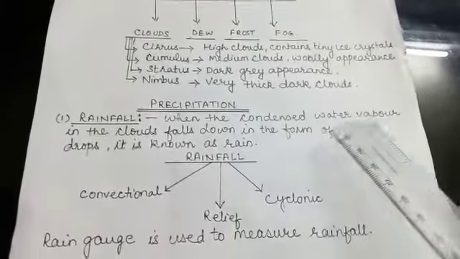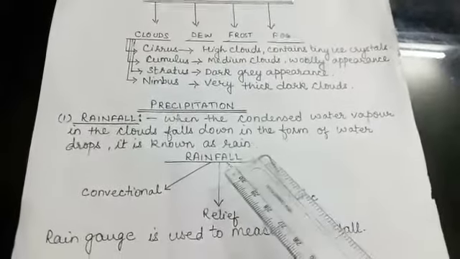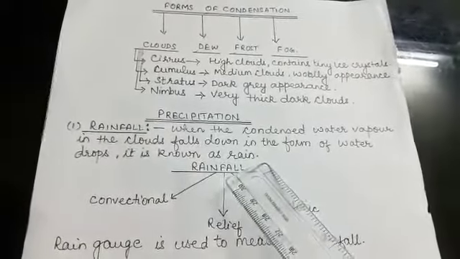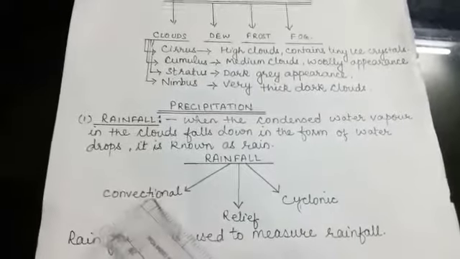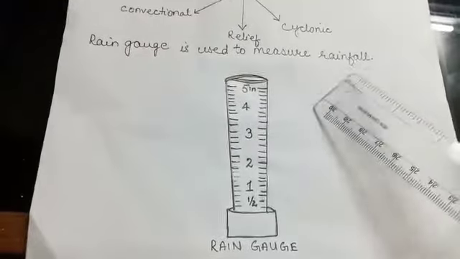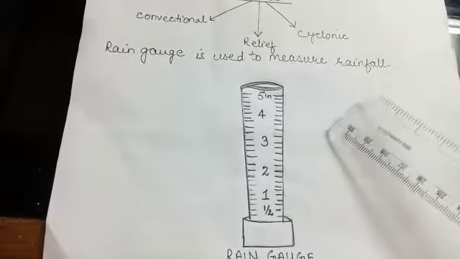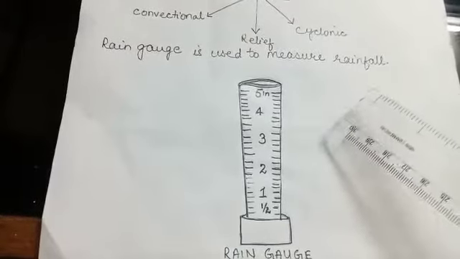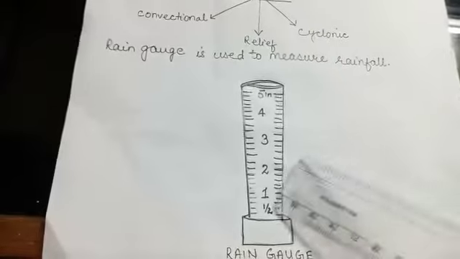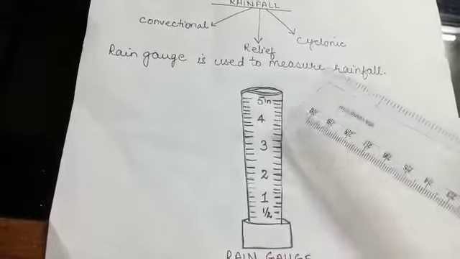When the condensed water vapor in the clouds falls down in the form of water drops, it is known as rain. Rain is of three types: convectional rainfall, relief rainfall and cyclonic rainfall. The instrument used to measure rainfall is known as the rain gauge. It consists of a cylinder and graduated jars. The rainwater collected is measured with the help of the measuring jar. The reading time is fixed for 24 hours.